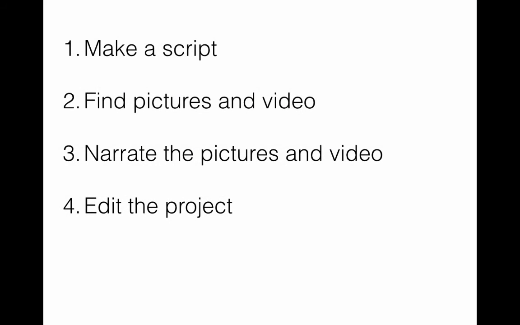So here's the process that I would suggest you use in order to create an iMovie. First, start off by making a script. This will allow you to have an overview of where you're going for this process. It also allows you to go to Google Images and YouTube and find pictures and video. Once you've done that, put those into your project and then begin the narration of the pictures and video. Finally, you can finish with editing the project. If you follow these steps in this order, you'll make your project much more manageable.